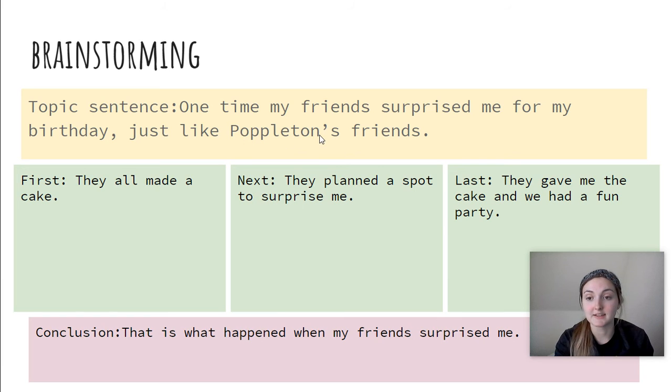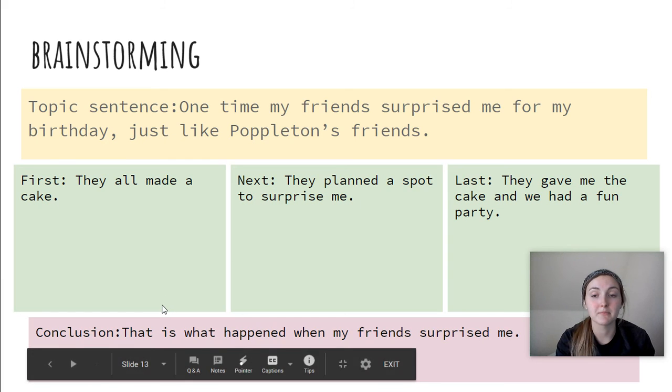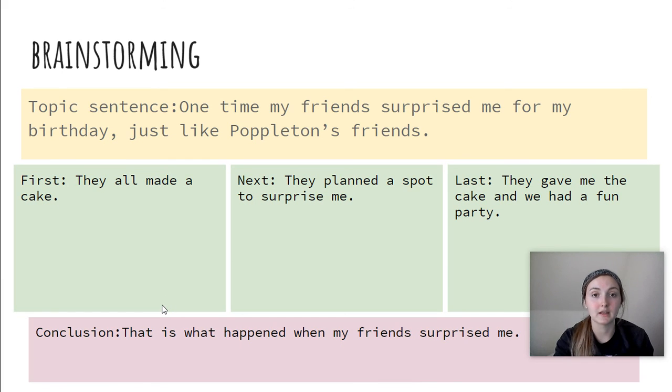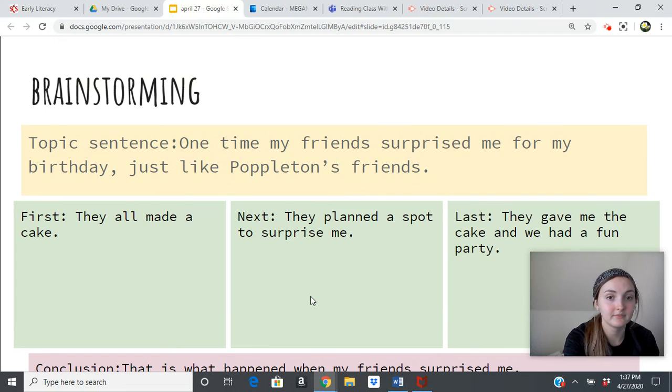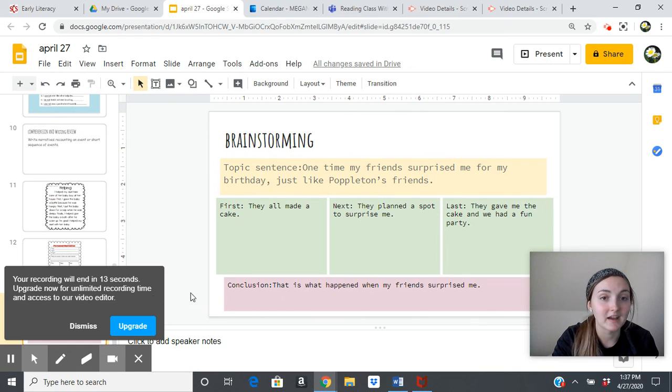This was called Sleigh Ride. So I can say, like in this story, because that's detail and it helps relate to the topic. First, they all made a cake. Next, they planned a spot to surprise me. Last, they gave me the cake and we had a fun party. Now, conclusion. Remember, I'm wrapping the story together and bringing it back to the beginning. That is what happened when my friends surprised me. So that is something I did on being surprised.